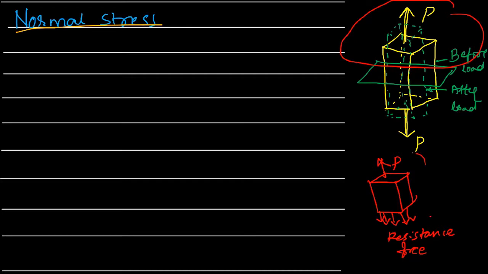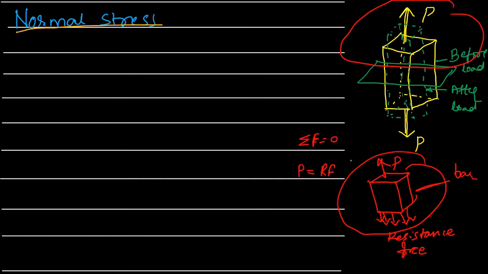Now for the equilibrium condition of this particular section or this particular bar, what happens? For equilibrium conditions, the summation of forces should be equal to 0. So the applied force is equal to the resisting force which is generated. Let us take RF as the resisting force, and P is the external force.